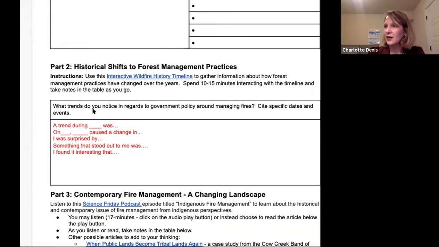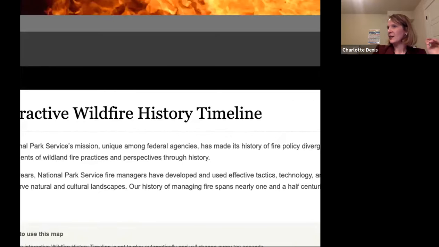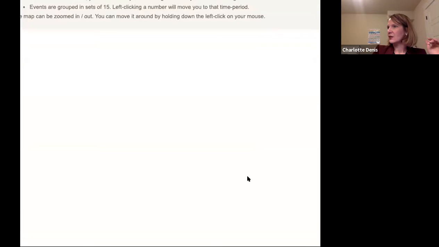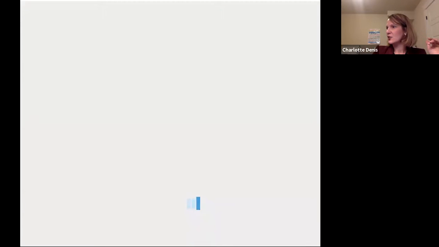And then the second part, which is relatively short: the National Park Service has put together a visual timeline with a map. We can take a quick look at it, where it automatically goes through history and shows, sorry, it's loading here.